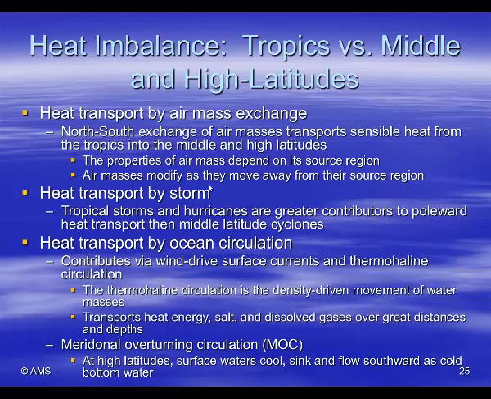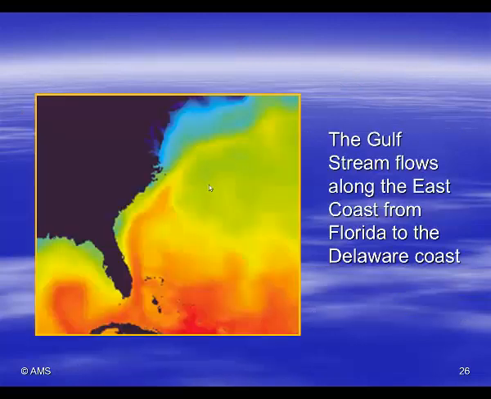We also see heat transport by ocean circulation. This contributes via wind-driven surface currents. And once again, we have hot water near the equator and cold water near the poles, and heat is going to flow from the hot water to the cold water. This shows how the Gulf Stream follows along the east coast, where the redder color is the warmer water.